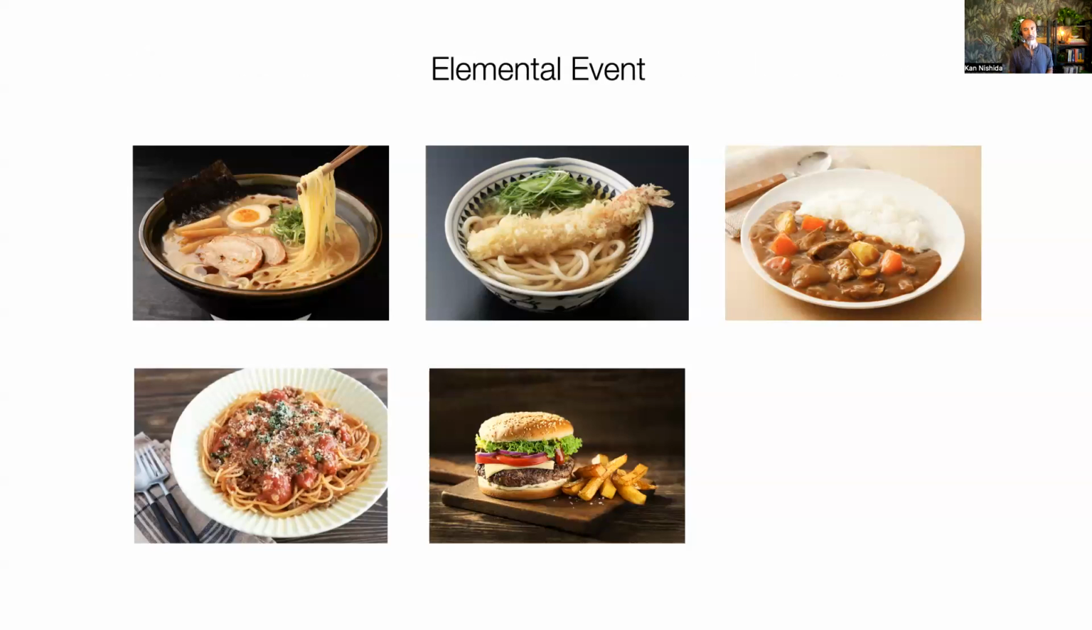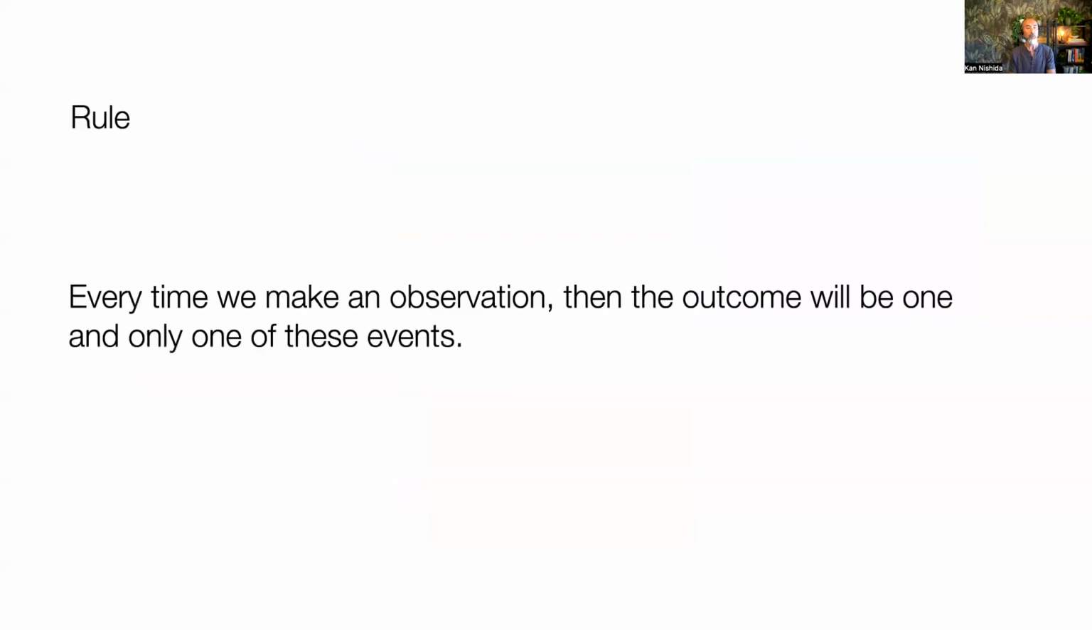And in probability language, we call these things elemental events. So each of them is a basic element of a given event, right? So either I eat ramen or udon or something like that. Now there are several rules in probability. One of them is that every time we make an observation, the outcome will be one and only one of these events. Otherwise, we can't really talk about the probability.